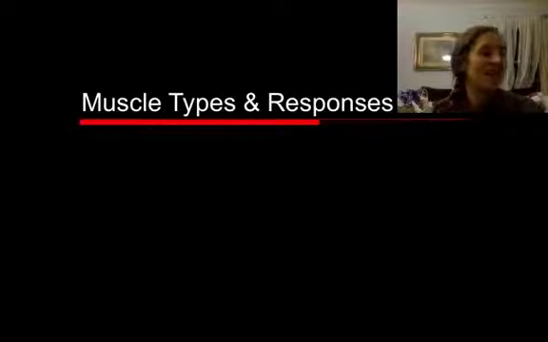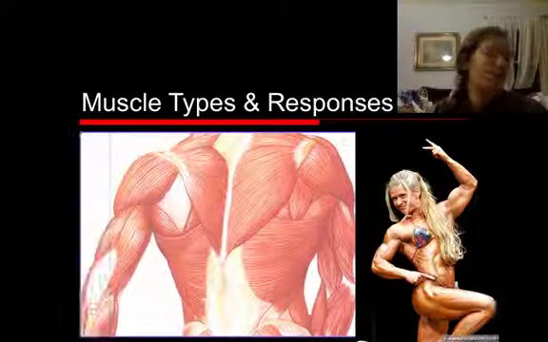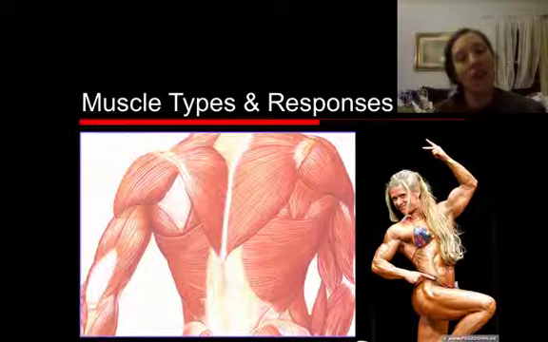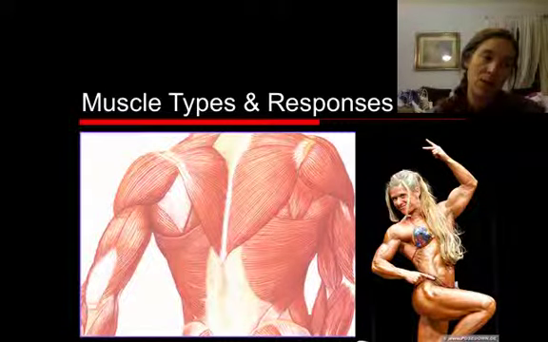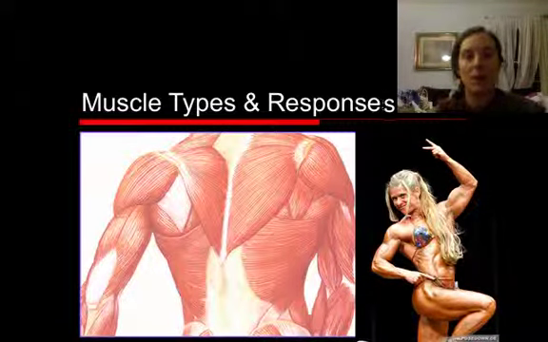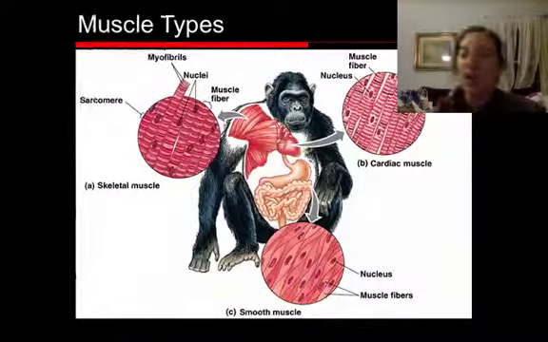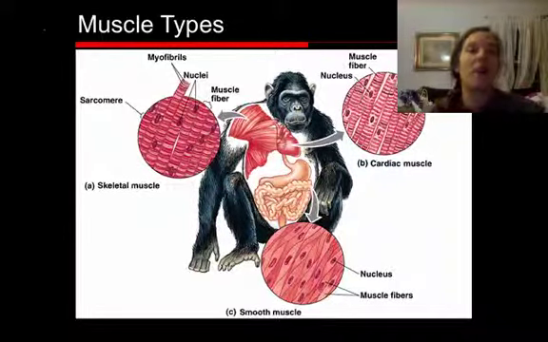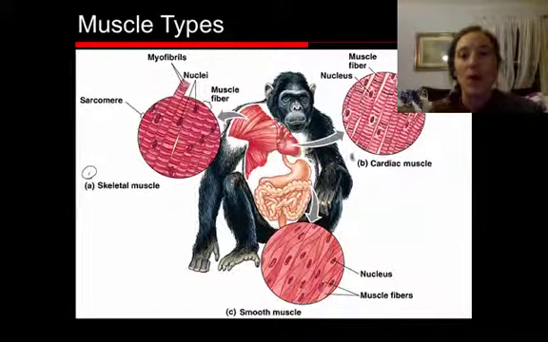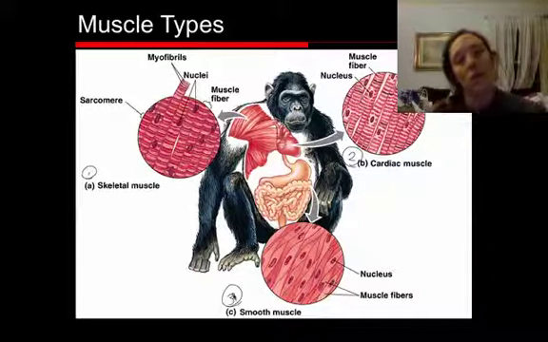Welcome. Today we're going to review muscle types and then discuss some of the actions and responses that we see in muscles. So let's review first the first three types of muscles. If you remember correctly, we have three types of muscles: skeletal muscle, cardiac muscle, and smooth muscle. And they're all different in a couple different ways.